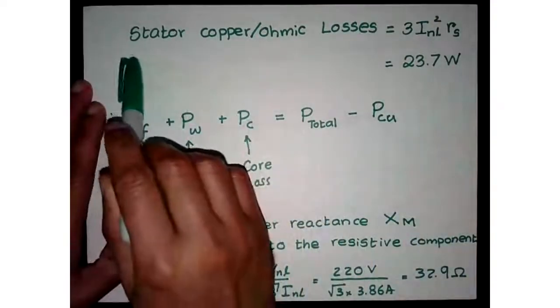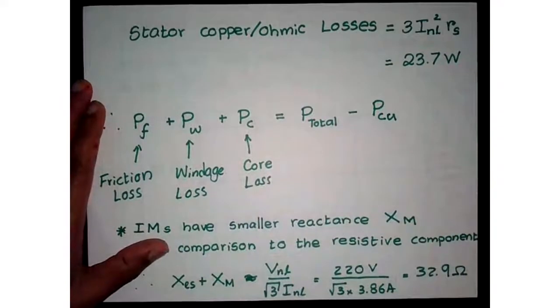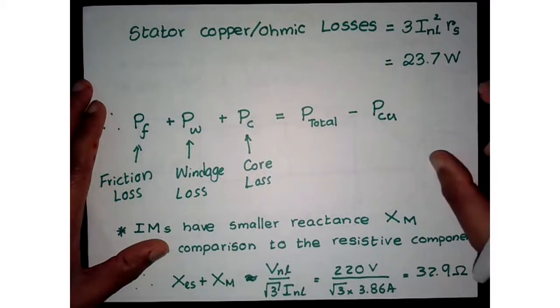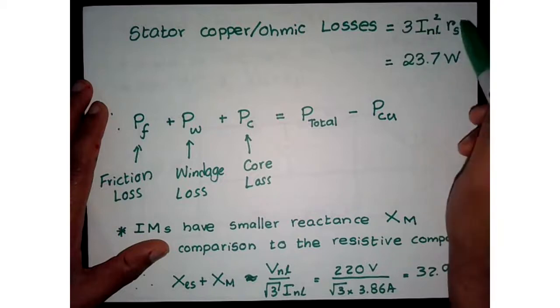Now in the stator, if you assume all the losses are in the stator because there is no field on the rotor as we are operating close to the synchronous speed, then the total losses are going to fall under this category. Okay, that's the total losses.